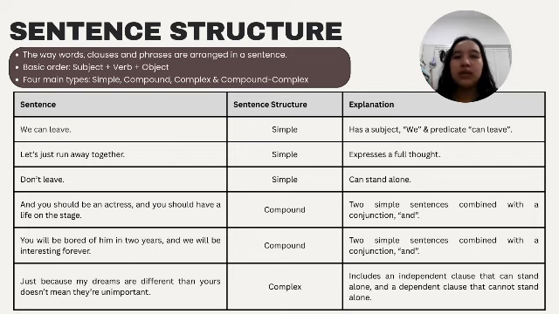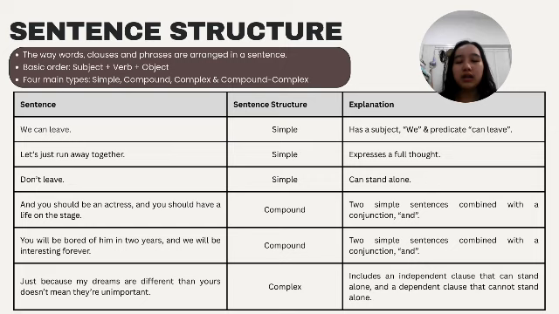The first one is "we can leave." This is a simple sentence because it has one subject, being "we," and one predicate, being "can leave." Secondly, "let's just run away together." This expresses a full thought, while the third one, "don't leave," can stand. It's a simple sentence because it can stand alone.